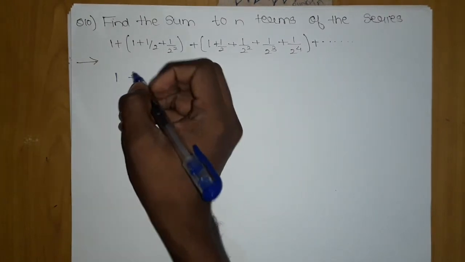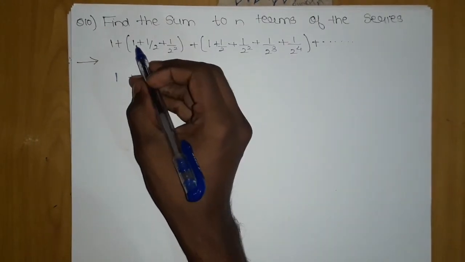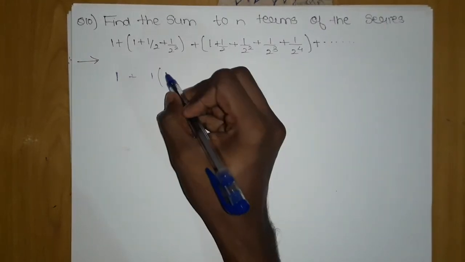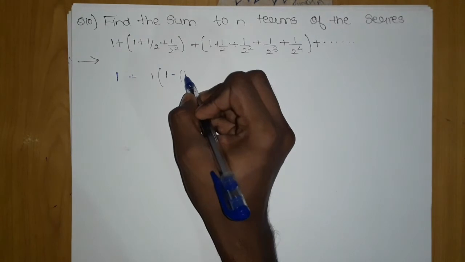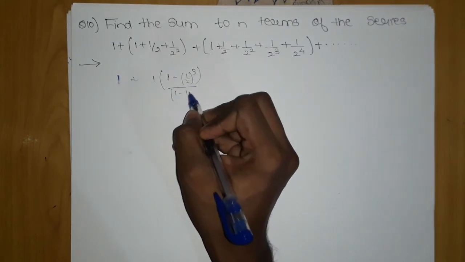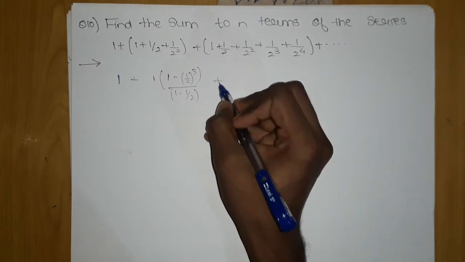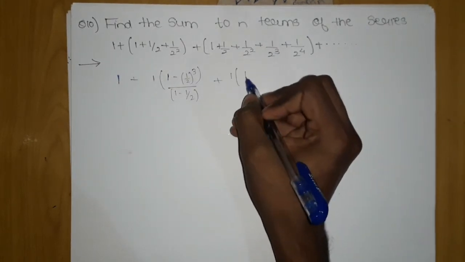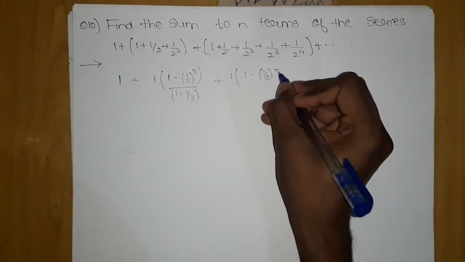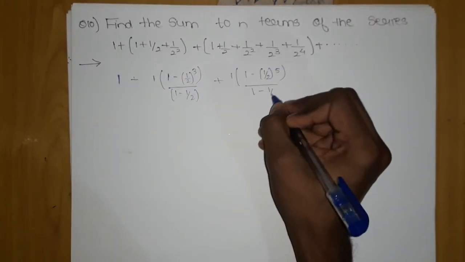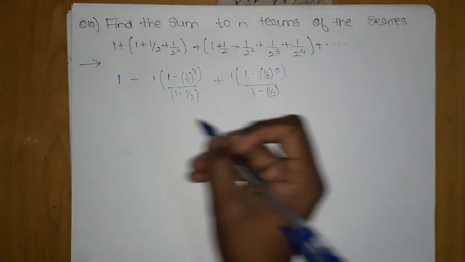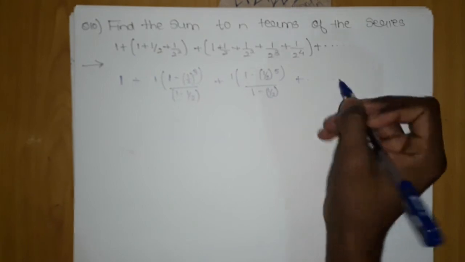Now this one has a1, and n is 3. So 1 into 1 minus 1 by 2, by 3 upon 1 minus 1 by 2. Similarly in this, 1 into 1 minus 1 by 2, how many terms? 5 by 1 minus 1 by 2. Now what we are getting, and so on.